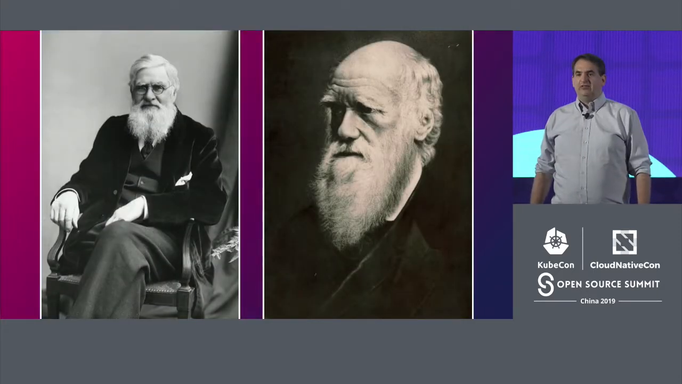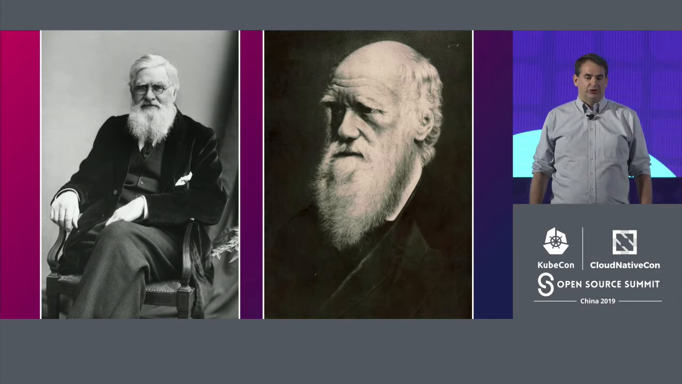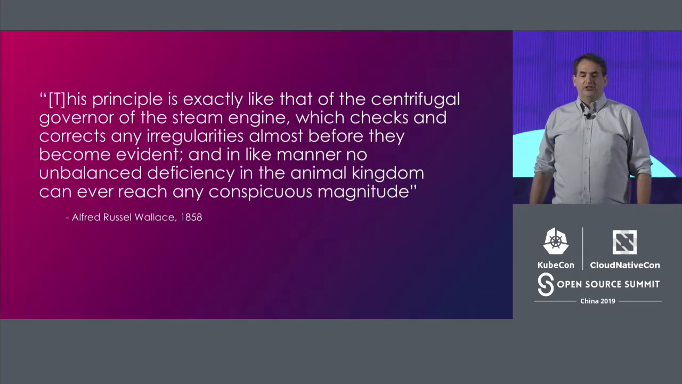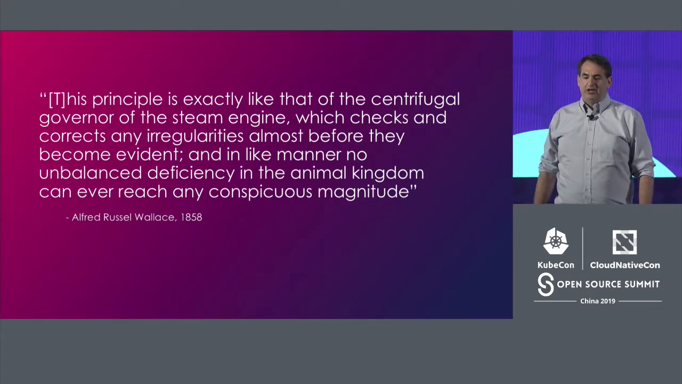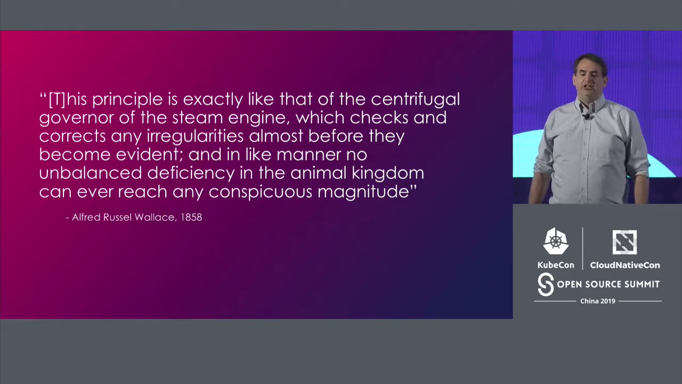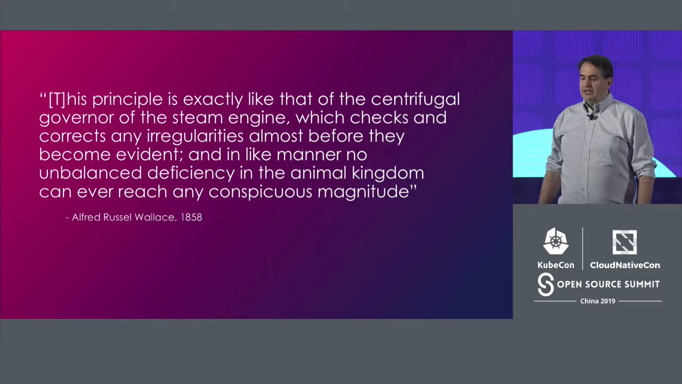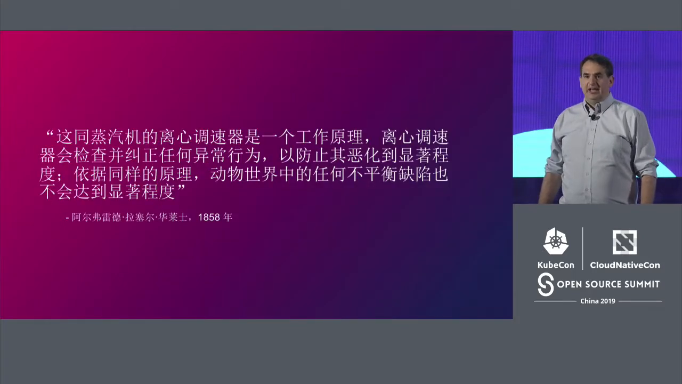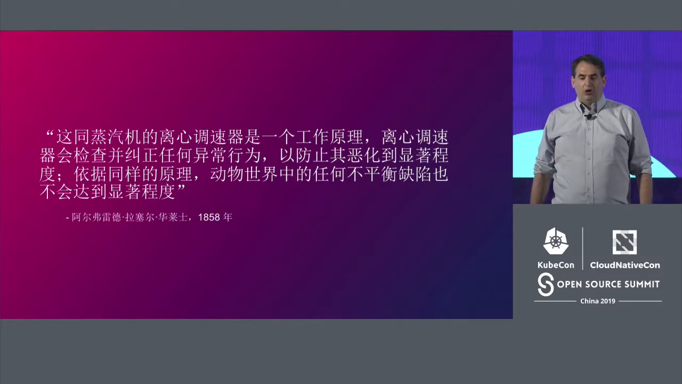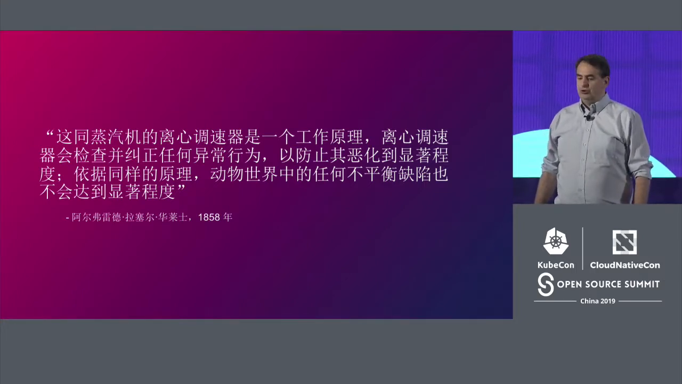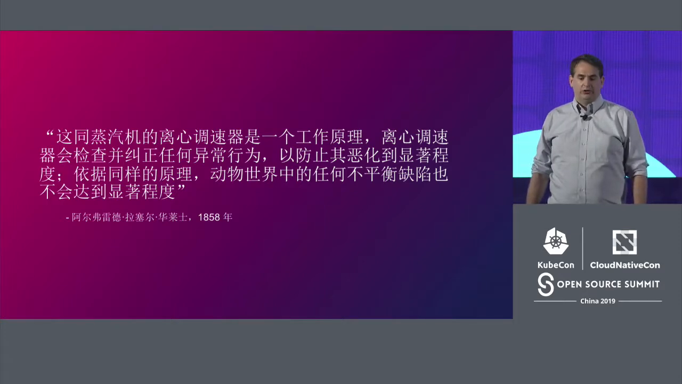No, the man on the left is Alfred Russel Wallace, and history knows him as the other person who discovered evolution. Quote, "The centrifugal governor of the steam engine checks and corrects any irregularities almost before they become evident. And in like manner, no deficiency in the animal kingdom can ever reach any magnitude." That's Wallace describing control theory, which is central to how both evolution and Kubernetes work.